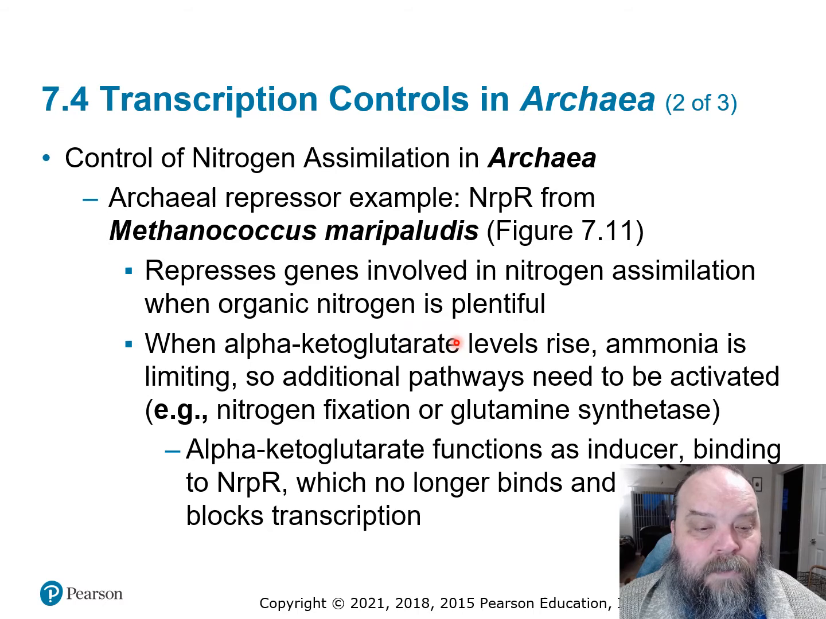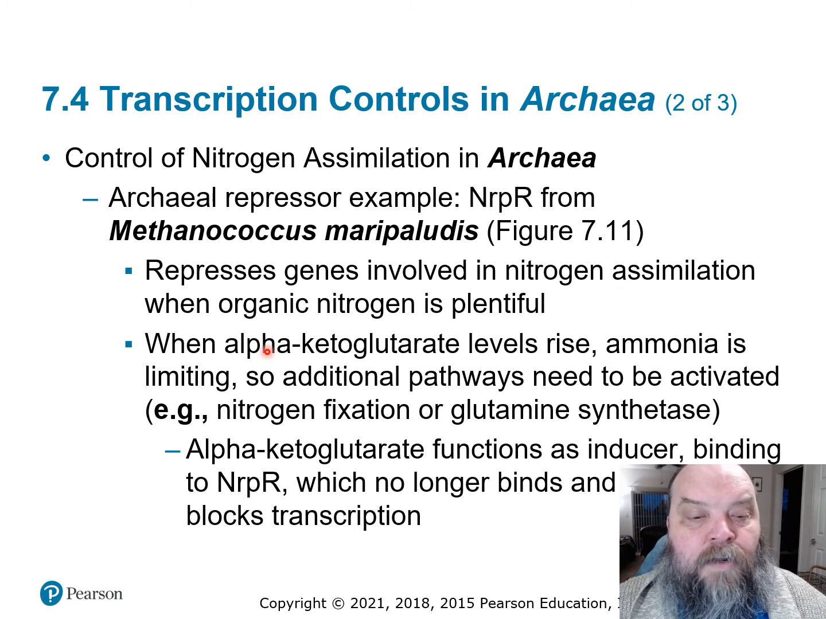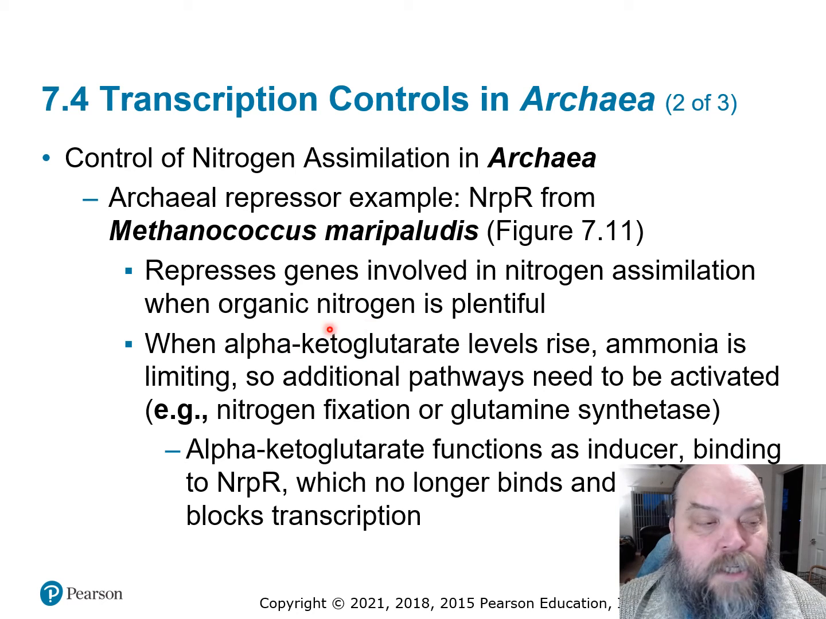Alpha-ketoglutarate levels rise. This is where you're going to get your ammonia, your nitrogen, in Archaea. You're going to strip it out of amino acids. Is ammonia limiting, is it high, is it low? Are the alpha-ketoglutarate levels high, are they low? Here are our two counter signals that are going to control if and when NRPR is activated. Alpha-ketoglutarate is the inducer.